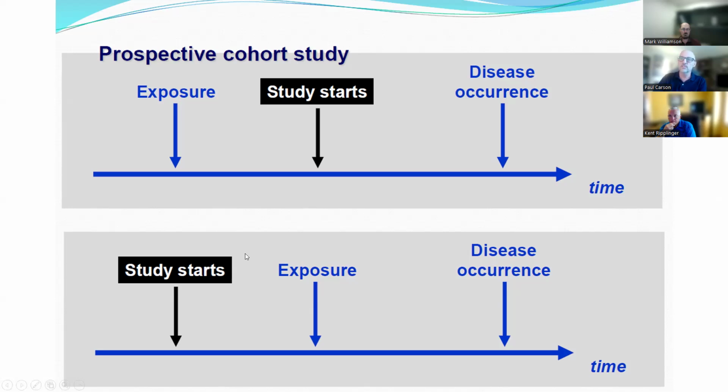Here at the bottom, the study starts. You look and see if the people get the exposure, non-exposure, and then look for disease occurrence later in time. Or you can even start it after the exposure, but before the disease. And so they've been exposed or not exposed sometime in the past, and then you're looking ahead to see if they develop the outcome.